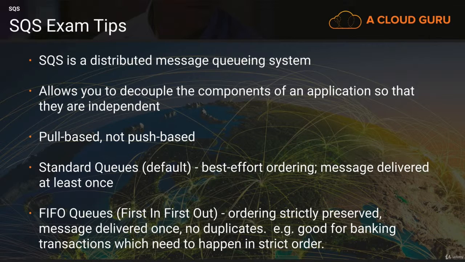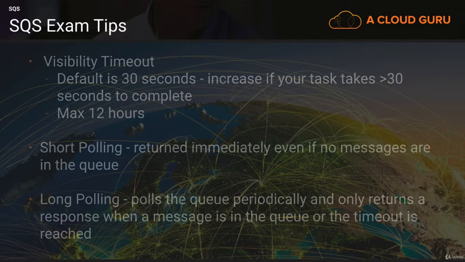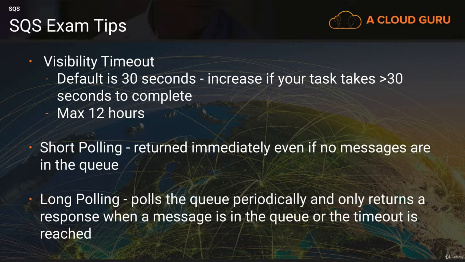You have two types of queues: your standard queues, which are your default queues, and that offers best effort ordering, and the messages are delivered at least once. And then you have your FIFO queues, and this is where order is strictly preserved and your messages are only delivered once. There are no duplicates, and this could be good for banking transactions where things need to happen in a strict order. We then have our visibility timeout. The default is 30 seconds. You need to increase this if your task is going to take longer than 30 seconds to complete. Also remember that the maximum is 12 hours.